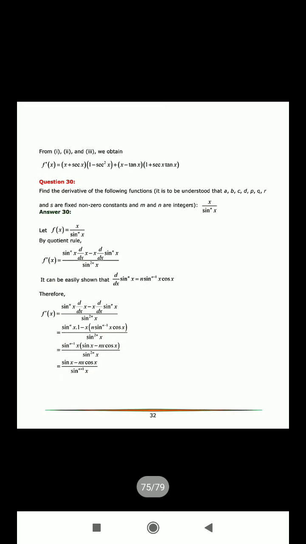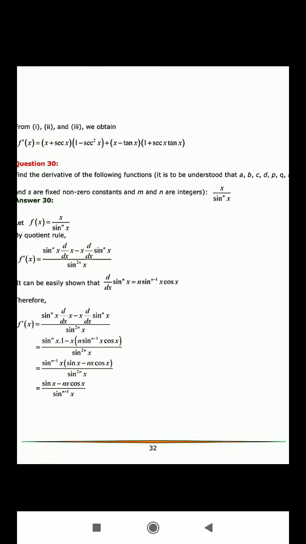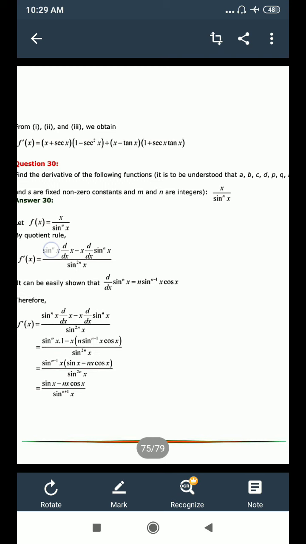So come to question number 30. This is also based on the chain rule, x upon sin raised to power n x. So first we will apply the quotient rule. f dash x is denominator as it is, differentiation of numerator, that is x, minus numerator as it is, differentiation of denominator, that is sin raised to power n x. That I have just explained. Differentiation of sin raised to power n x will be n into sin raised to power n minus 1 x into cos x. At the start of this class, I explained how I got it.